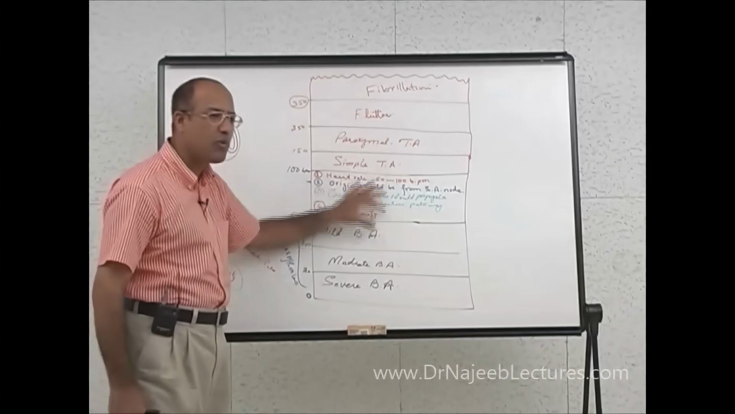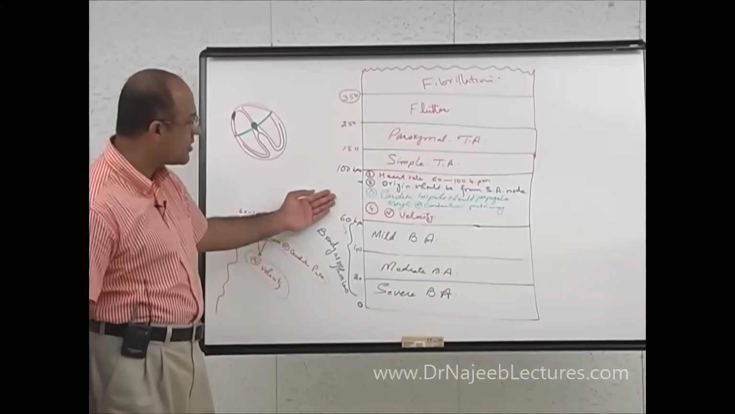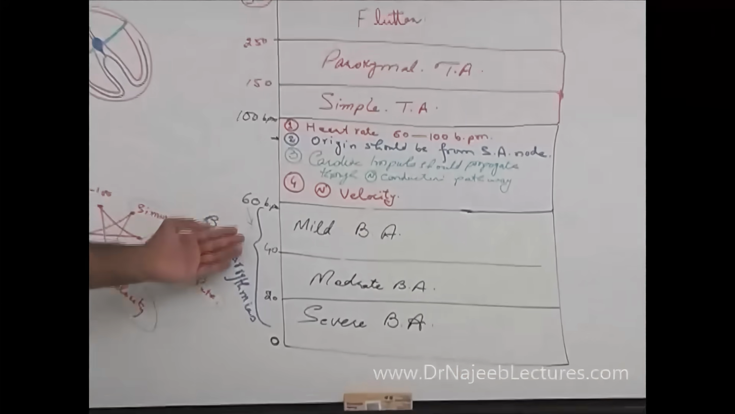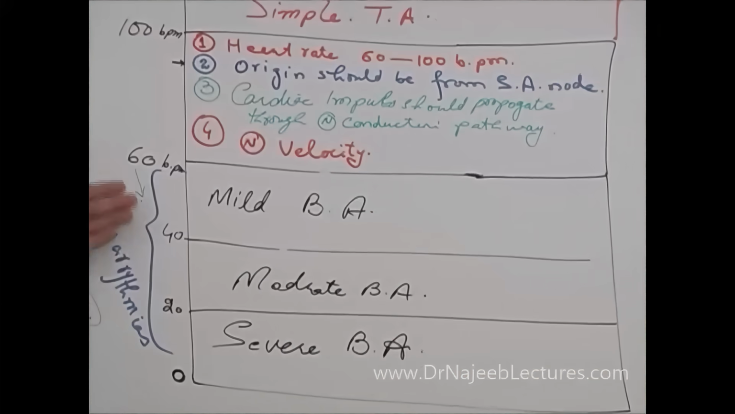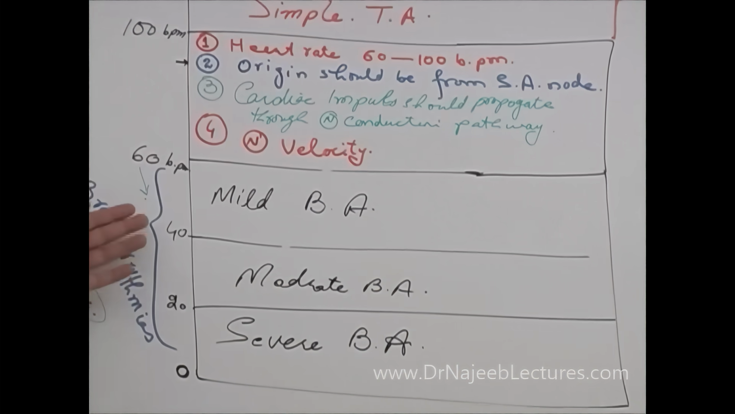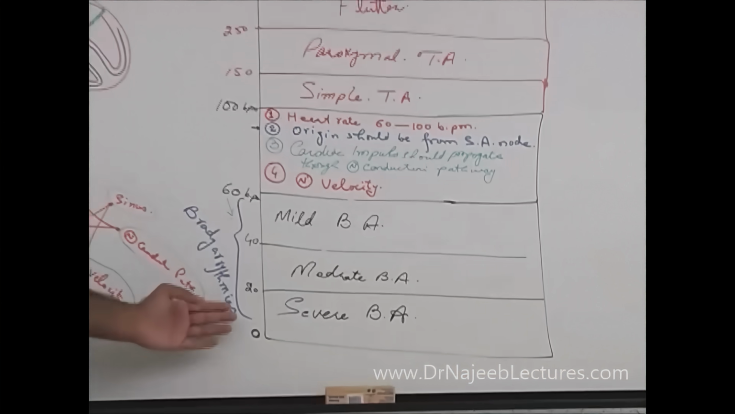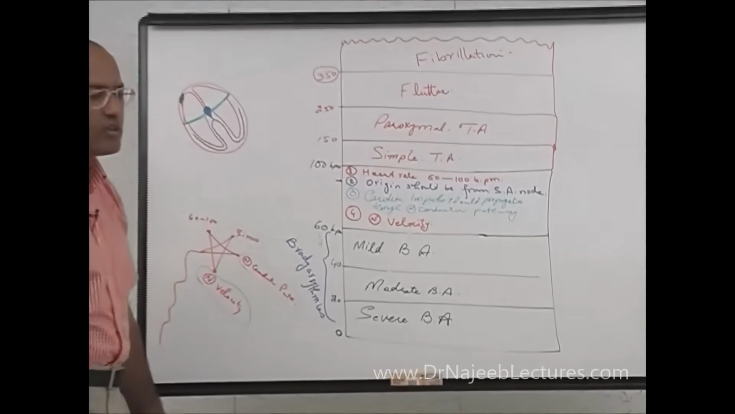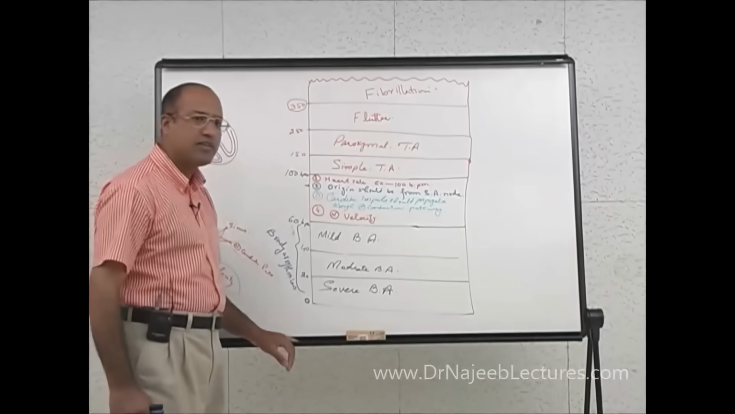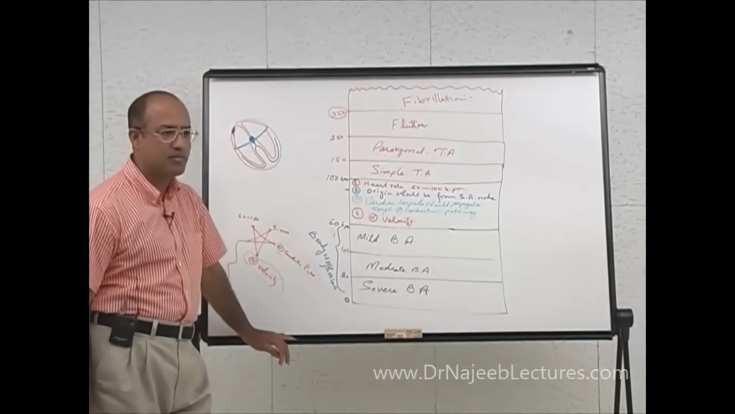So this was one way to classify cardiac arrhythmias, in which we have already discussed that if electrical activity is less than 60, these are bradyarrhythmias. If it is between 40 and 60, mild bradyarrhythmias. If it is between 20 and 40, it is moderate bradyarrhythmias. If it is less than 20, we call it severe bradyarrhythmias. Now, there is another way to classify cardiac abnormal rhythms.